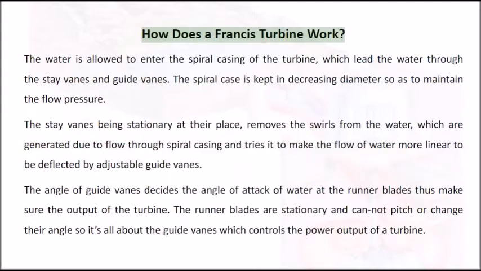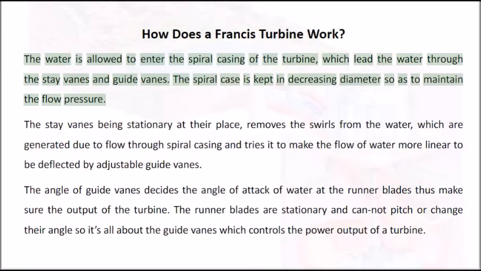How does a Francis turbine work? The water is allowed to enter the spiral casing of the turbine, which leads the water through the stay vanes and guide vanes. The spiral case is kept in decreasing diameter so as to maintain the flow pressure.